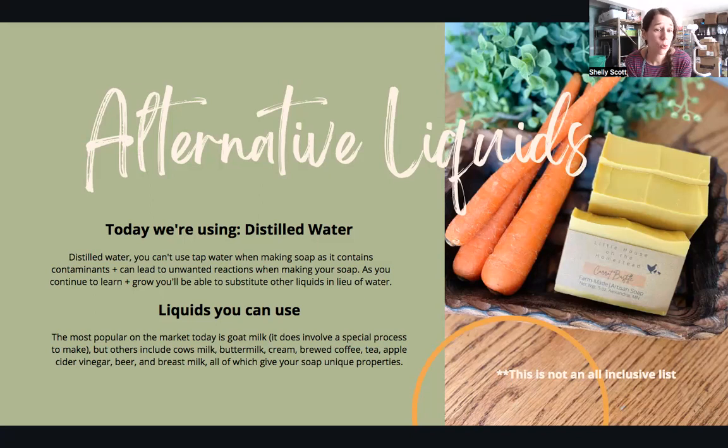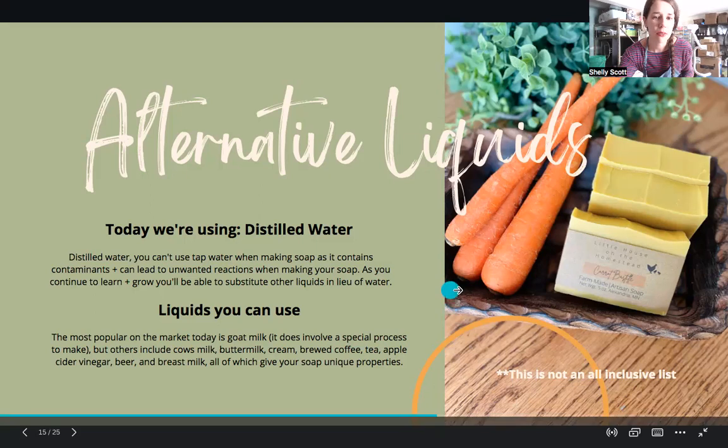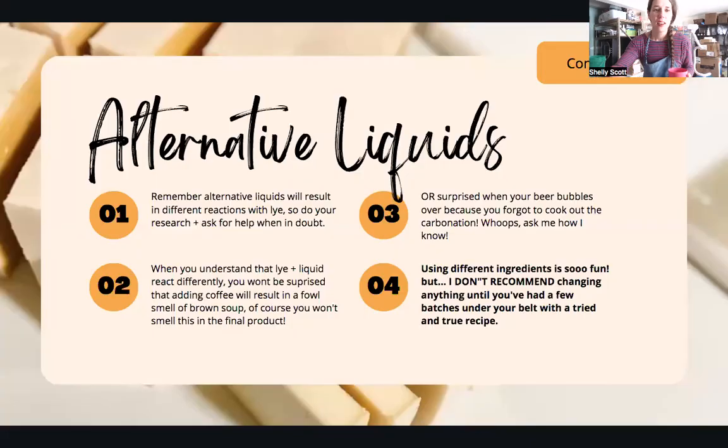Today, we're going to be using distilled water. Like I said, you cannot use tap water. It will react because it has contaminants, good or bad, and can lead to unwanted reactions when making soap. As you continue to learn and grow, you will be able to substitute liquids in lieu of water in your soap recipe. Continuing with alternative liquids, there are 4 simple things that I want you to remember.